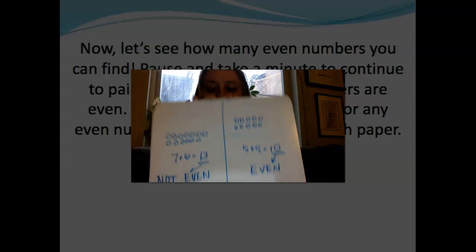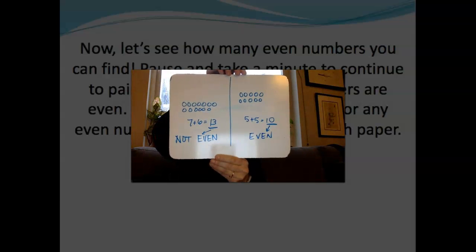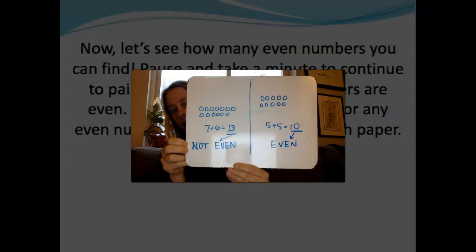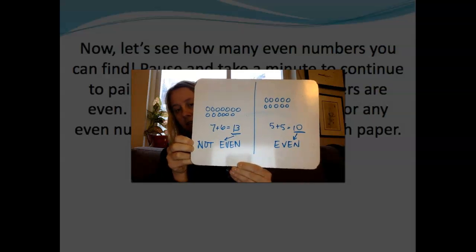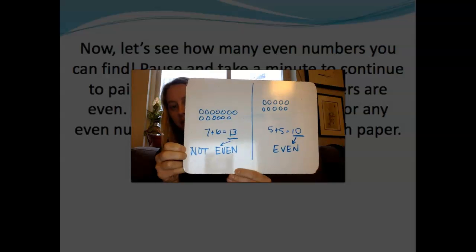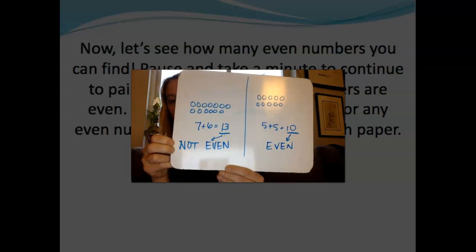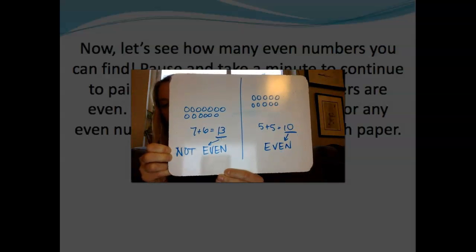When we're looking at this, sorry, I want to make sure you can see it. I drew because I couldn't hold up counters, but when I did 7 plus 6, 13 was not even because each number didn't have a pair. There was one left over. But when I did 5 plus 5, all numbers had a pair, so 10, the answer to that question, was even.